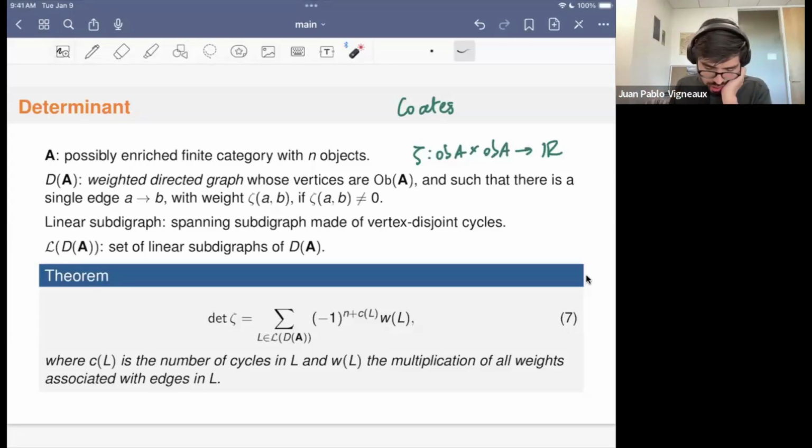Okay. So this is the formula that is presented here. The determinant of zeta is this sum over linear subdigraphs. Now, what we're going to associate to a weight of a linear subdigraph is the multiplication of the corresponding zeta values for all the arrows that are included in this collection of cycles. And what we are going to call the sign of a linear subdigraph is this -1 to the power n, which is the number of objects, plus CL, where this is the number of cycles.